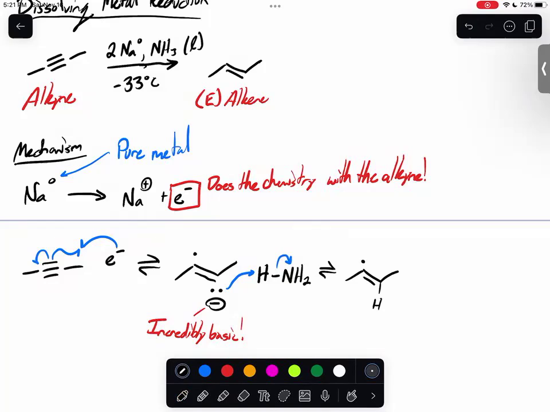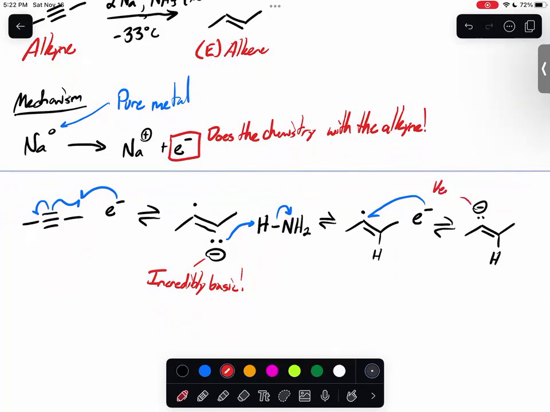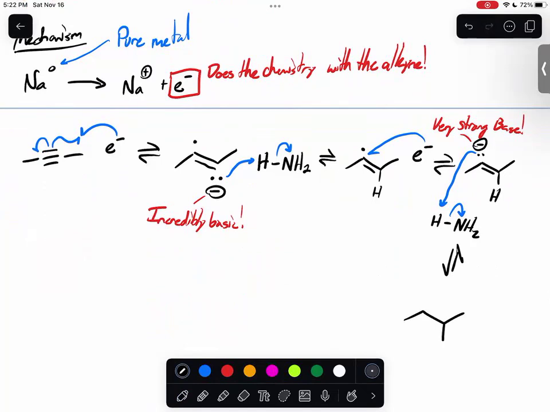The reason we need the second equivalent of the sodium is because we have this radical sitting around, and the leftover one electron can come over and form a pair with that single electron from the sodium. Right? So now we've used both equivalents of our electrons that came from the sodium. And we now have another negative charge, which is incredibly basic. Right? This is also a very strong base. And so if that's the case, we should still have some more NH3 around because it is, of course, our solvent. And so this will grab one of those protons, form another bond to hydrogen, and we have now generated our E alkene.